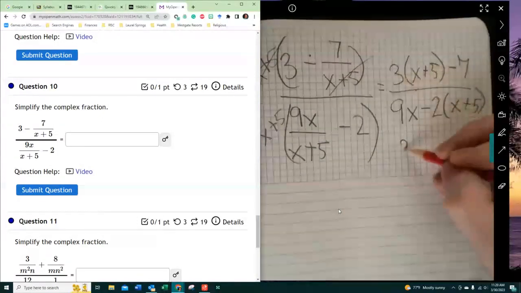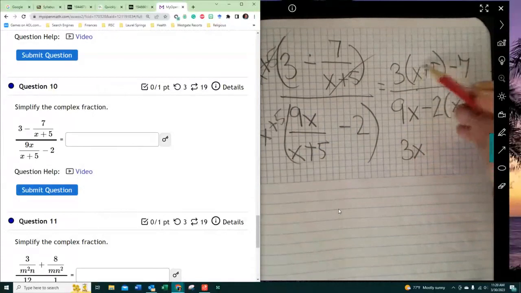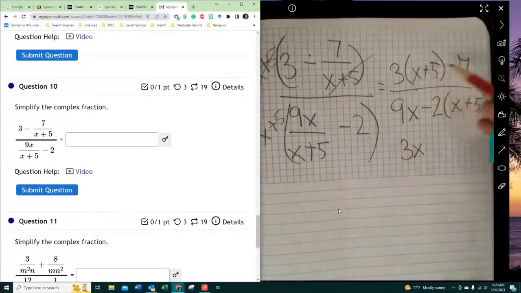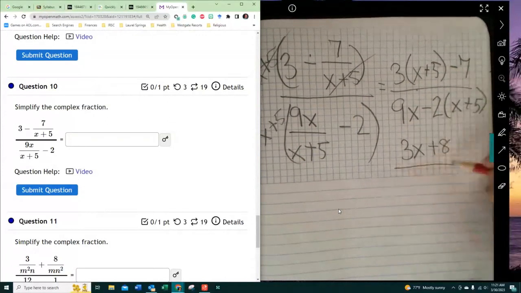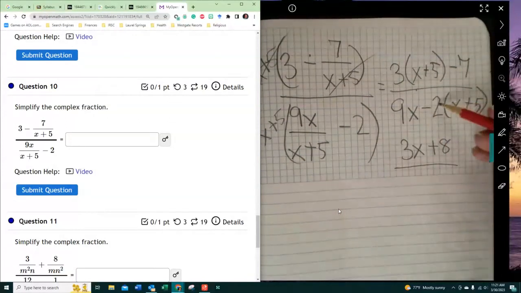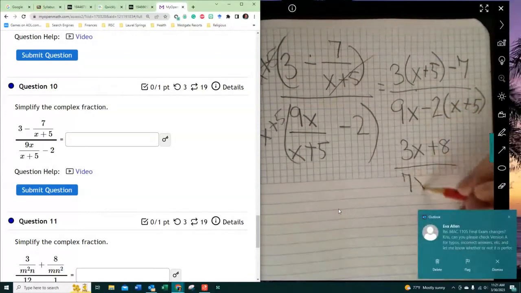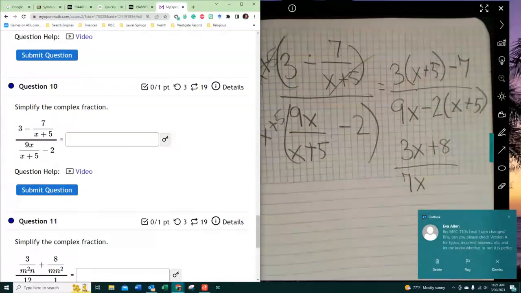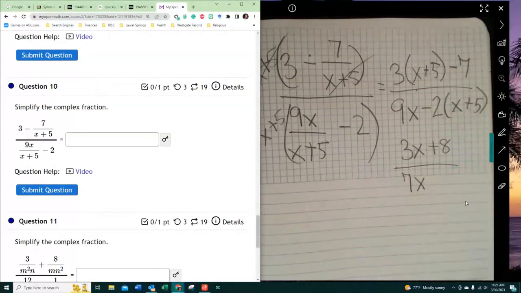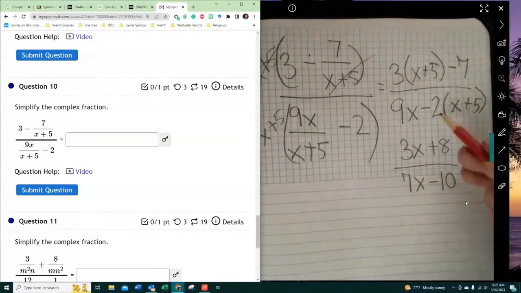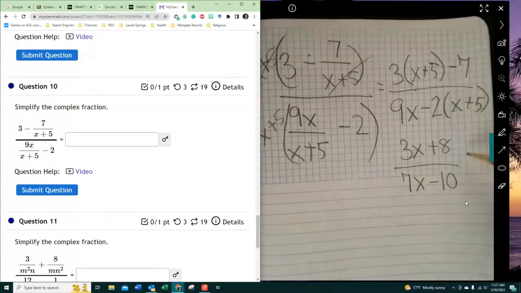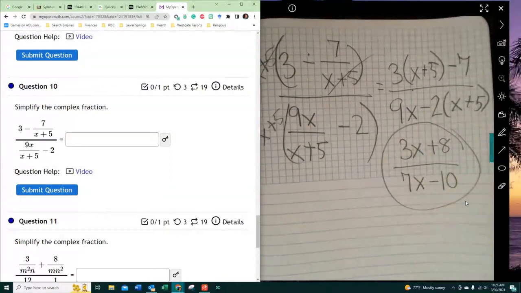Okay, so I'm going to get 3x. And then I'm going to get 15. All right, and then 15 minus 7 is 8, over. And then I have 9x minus 2x gives me 7x. And then I have negative 2 times 5, which is negative 10. So here is my answer for that.